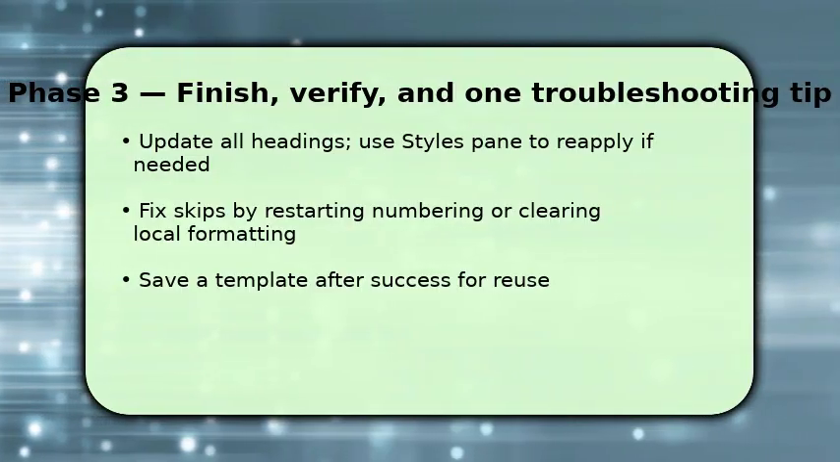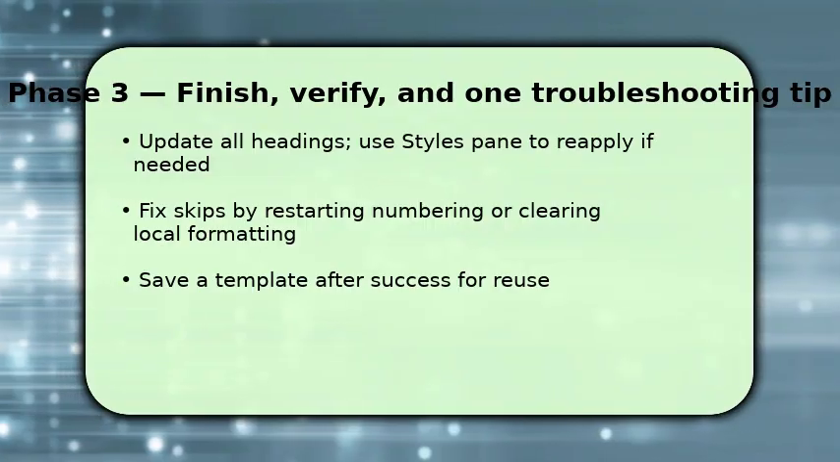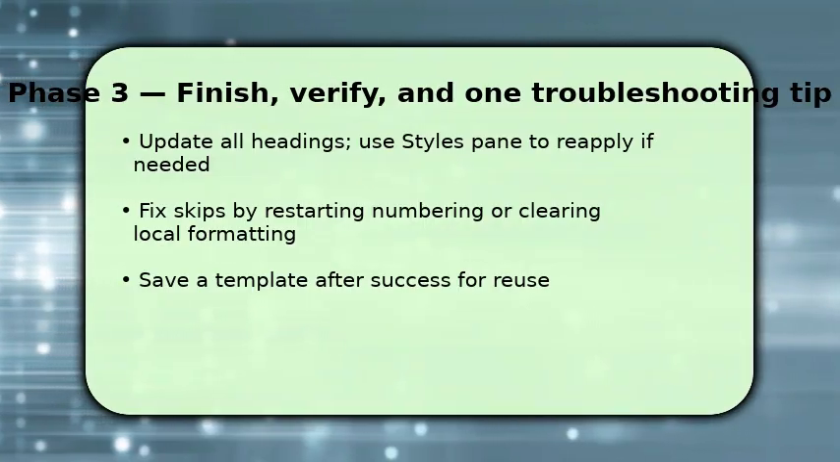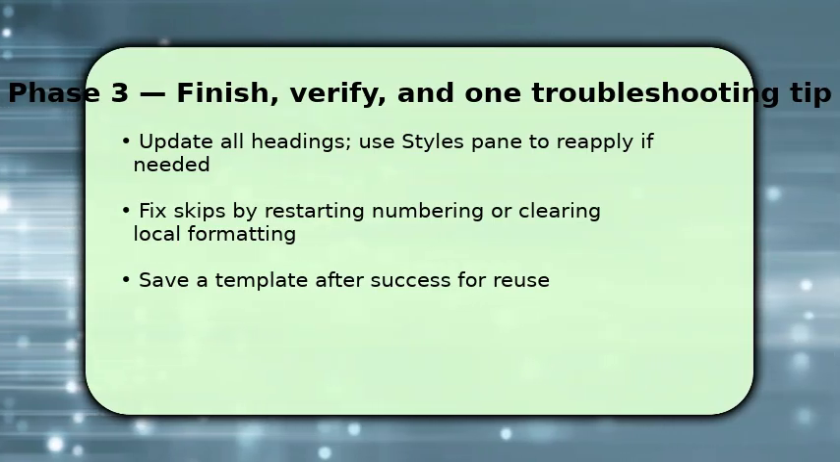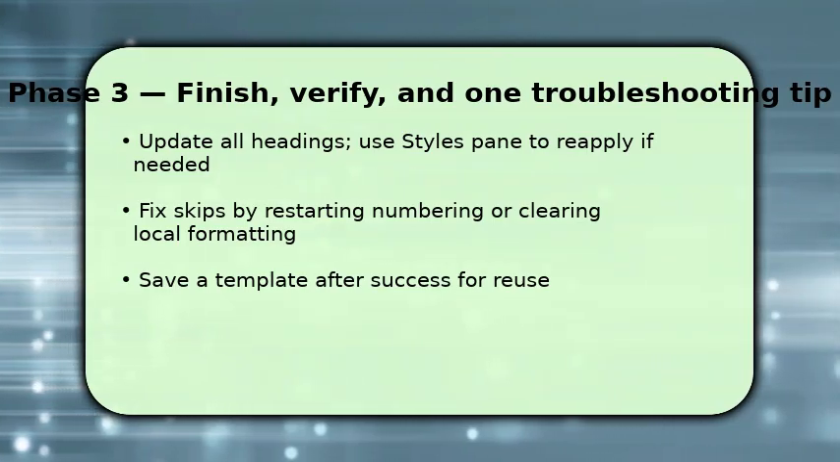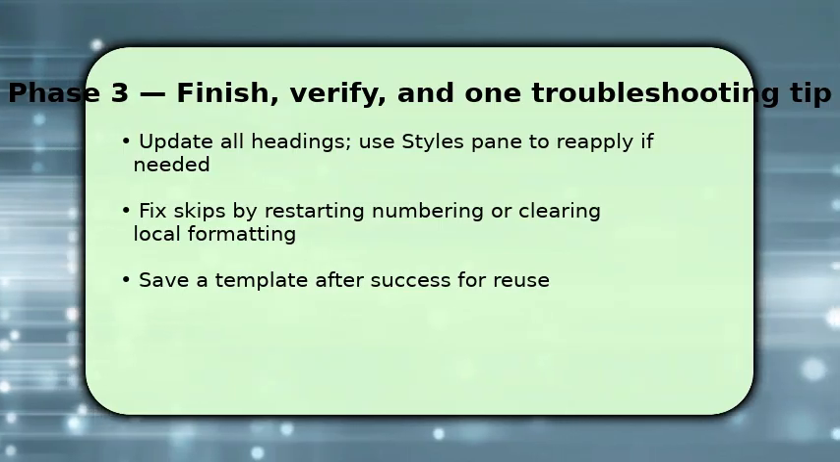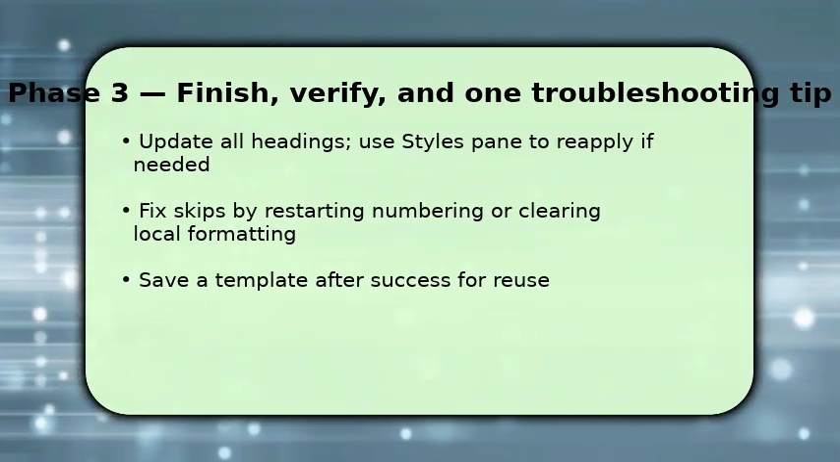If a sequence skips, select the preceding heading and use Restart at 1 or set numbering value to correct the chain, and clear local formatting with clear formatting in the Styles pane. Once consistent, save the file as a template to preserve the multi-level list setup.